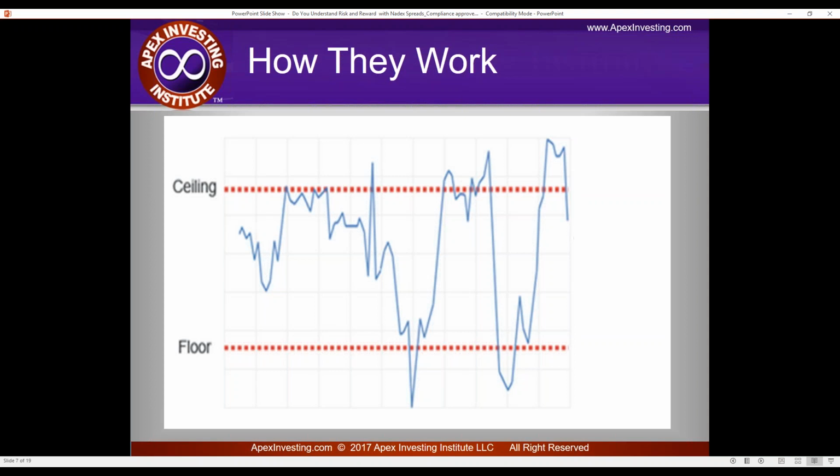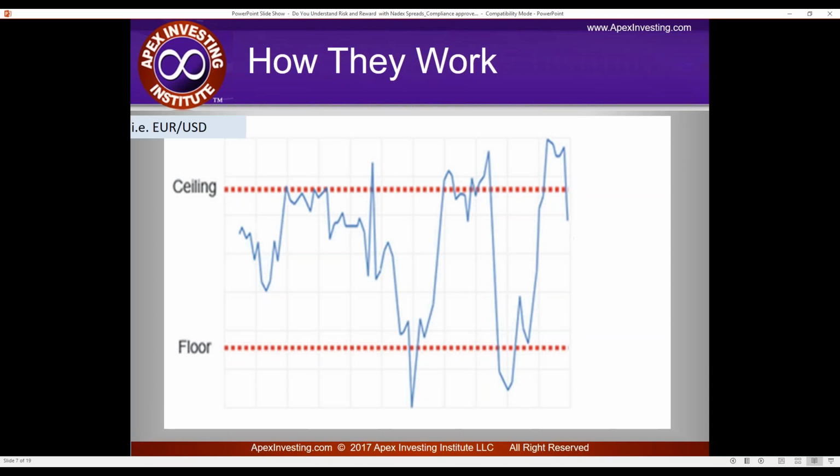I've told you before, I used to call them box spreads because if you kind of draw them out on a chart, they look like a box. Spreads have a top and a bottom, or what we call a floor and a ceiling. Okay, so let's just set the stage here again, and then we'll move forward.